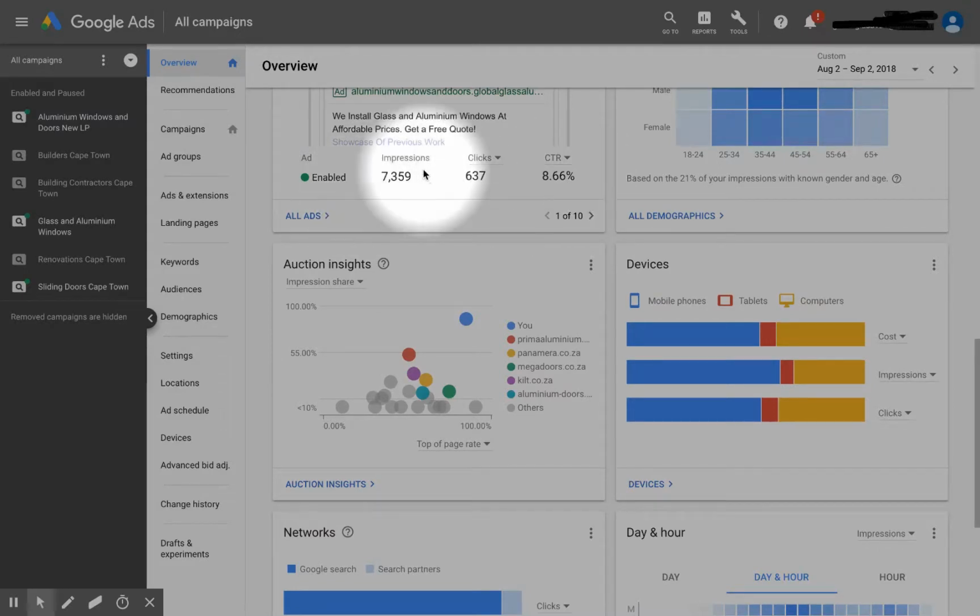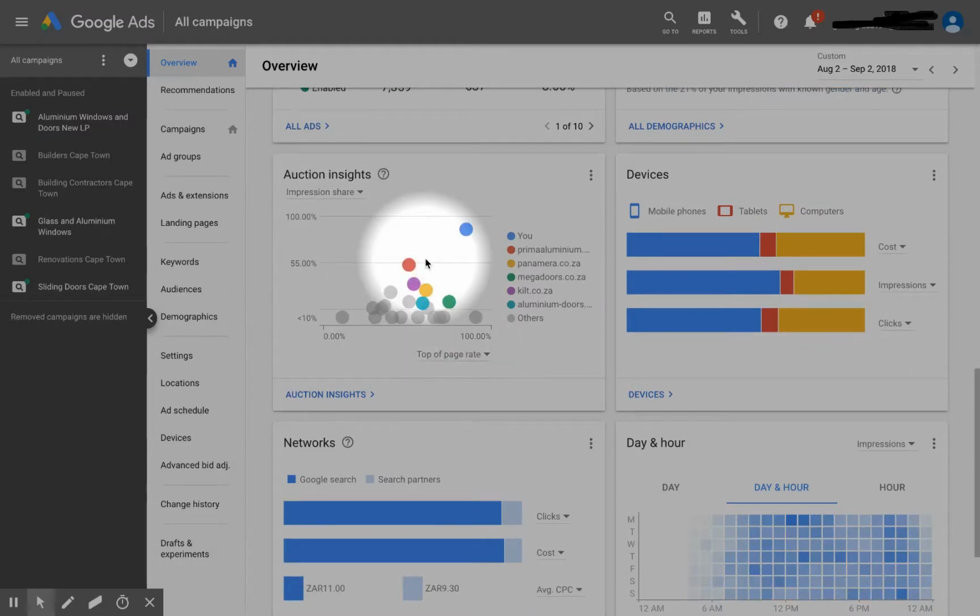And so in the month, there were 637 clicks on this client's ads for the month. And here we can actually see the impression share and the top of the page rate. So it's a positioning map. On the one axis, we're seeing how many times it's shown. And on the other axis, we're seeing the top of the page rate. Like how many times do the ads show at the top of the page, like what I just showed you.